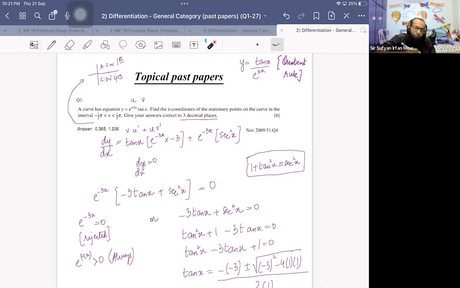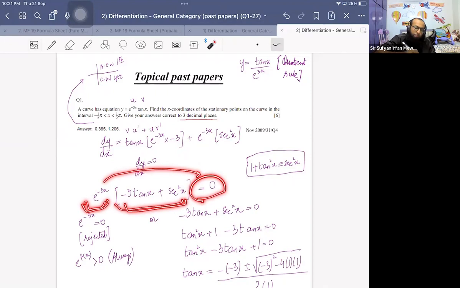So if I talk about this very first question, let's focus on this first question for today only. If we take e power minus 3x as common, then we are going to get minus 3 tan x plus sec square x equals 0. Then if the product of two functions is equal to 0, then either the first function is 0 or the second function is 0. So e power minus 3x is equal to 0, or minus 3 tan x plus sec square x is equal to 0.